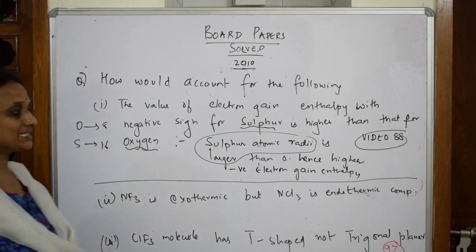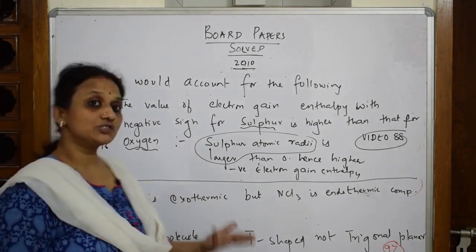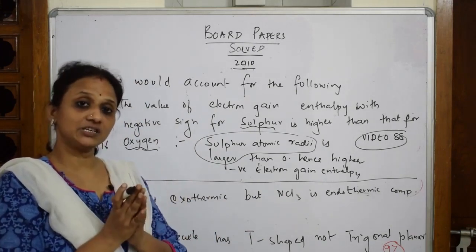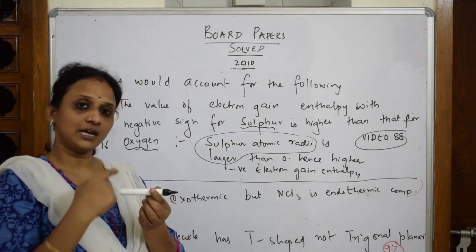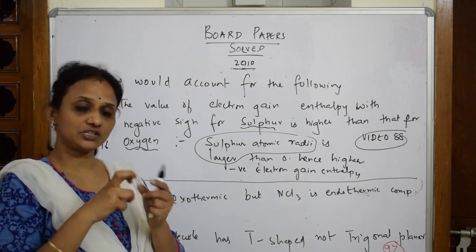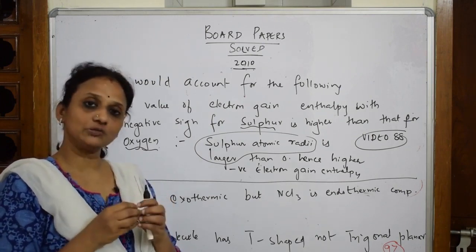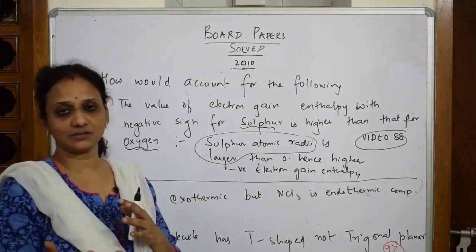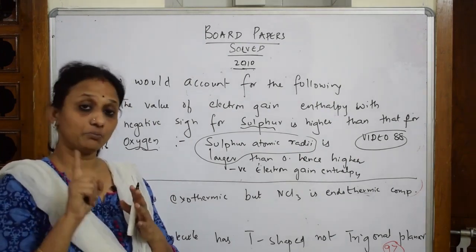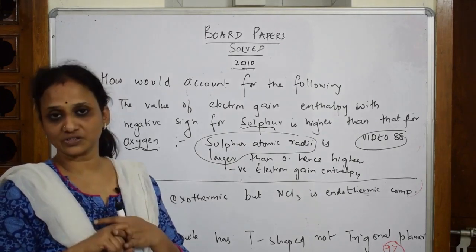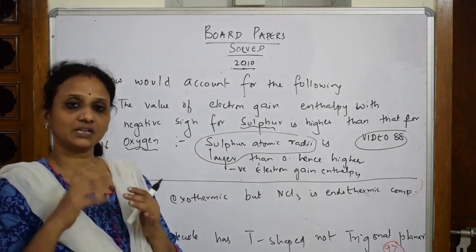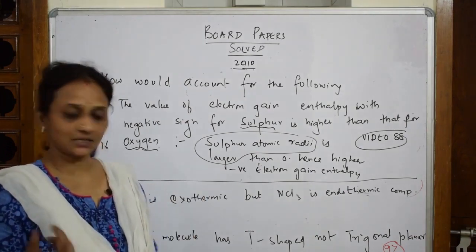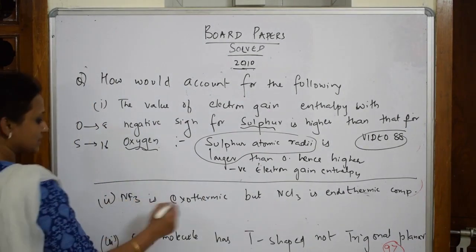NF3 is exothermic but NCl3 is endothermic. So NF3 is an exothermic molecule. Exothermic means what? Energy is released. When is energy released? When the bond between nitrogen and the particular halogen is strong enough. When it is strong enough, it will hold the atoms together, and when I am trying to break the bond, more energy is required. Once again, when the bond is stronger, more amount of energy is required, and when it breaks up, the energy is released, isn't it? Now write down why this is exothermic.